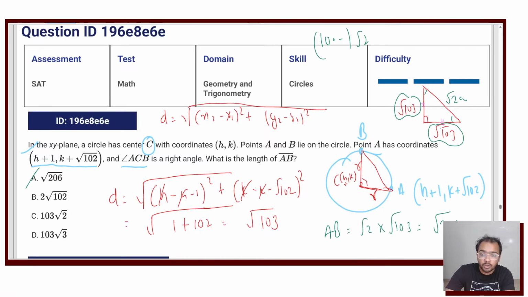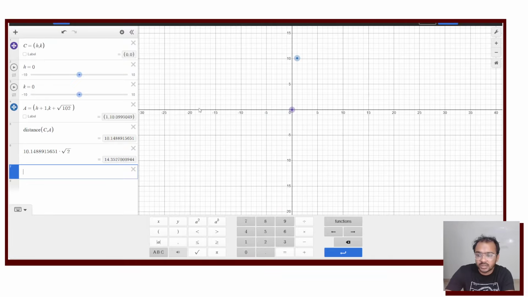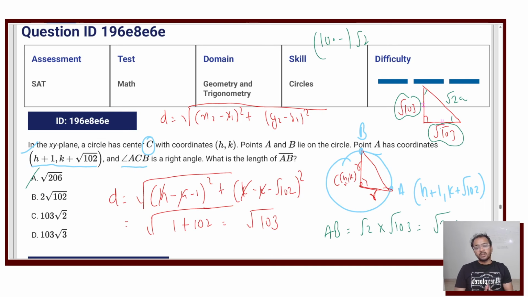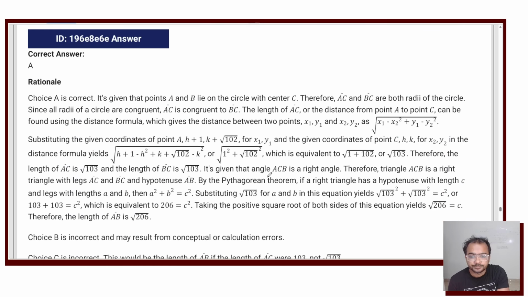Now I need to check the options, which option will be giving the same thing. Let's start with the first one. You have root of 206. So 206 gives you the exact same thing. So this way we can do it using Desmos. Then you won't have to know this distance formula and even use this one. Let's move to the next question.